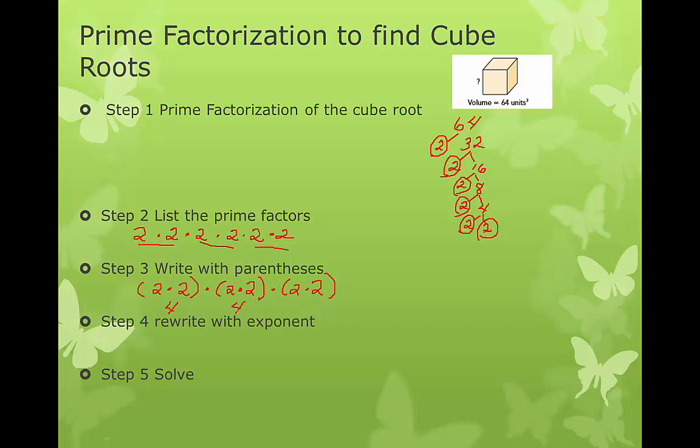After I solve these, 2 times 2 is 4. I can write this as 4 times 4 times 4, or 4 cubed. So now I will solve. The cube root of 64 equals 4.